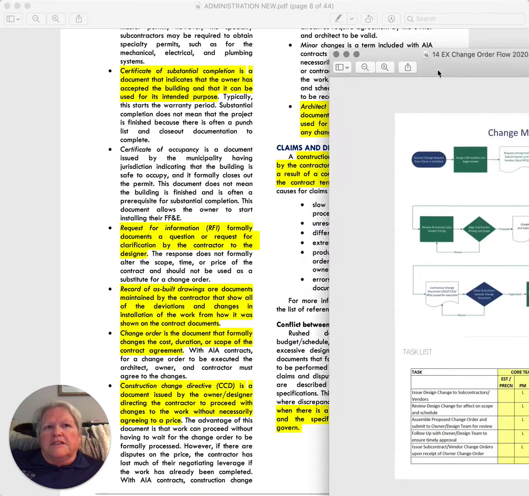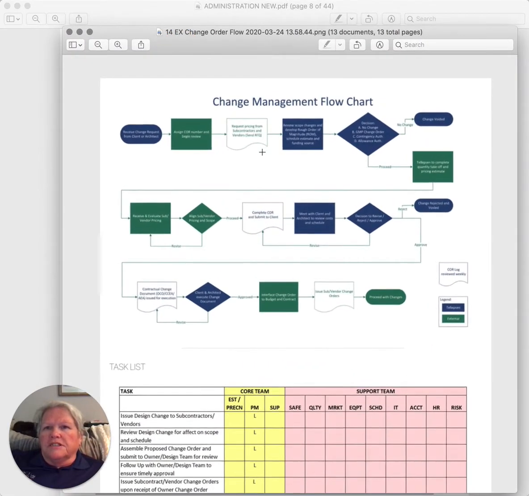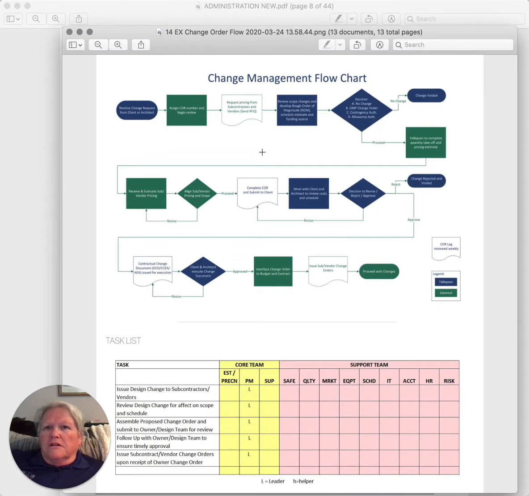There are different ways of executing change orders. This is a generic flow chart. Every company's different. Every company may have certain people that need to sign off on change orders before they become real. So this is part of the protocols that need to be discerned at the beginning of the job, so that there are no delays in executing changes as the project proceeds.